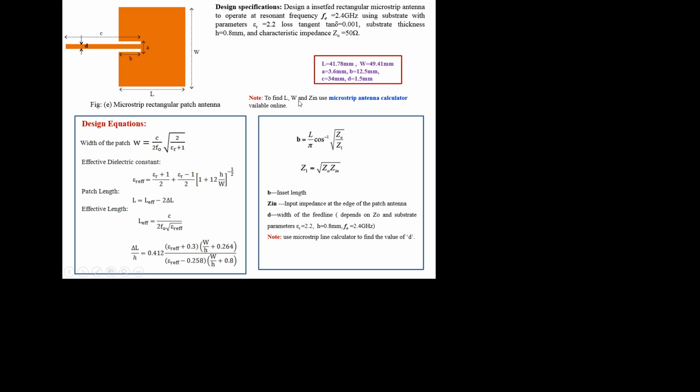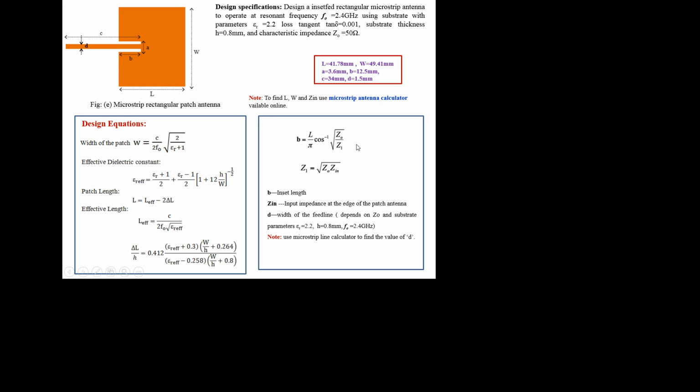Zin can be calculated using the microstrip antenna calculator. We will see how to get the value of this Zin. So this Zin we have to get from the microstrip antenna calculator, and this Z0 is given in the problem. You have to substitute those two values in this equation to get the value of Zn. That you have to put here. Then we will be getting the value of B. So that length we have to take here, the B value.